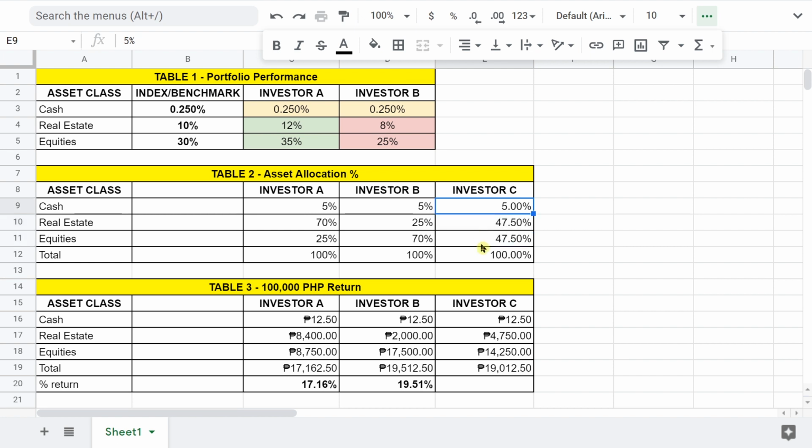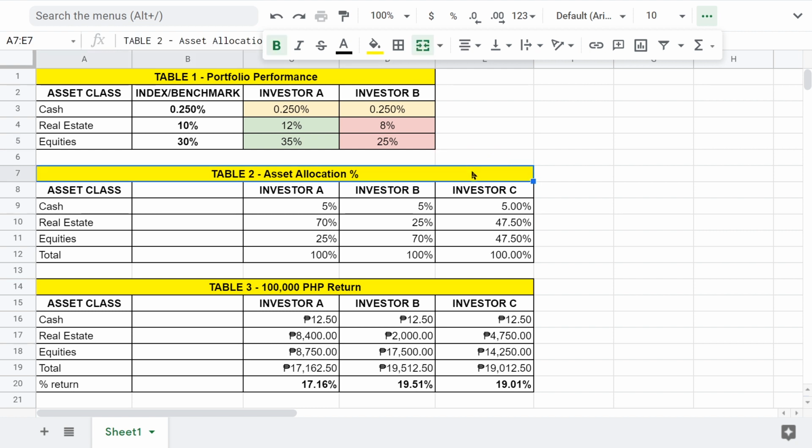Let's find out what happens if we compare investors A and B to investor C. Will investor C be able to beat investor A or B? Or will investor A be able to redeem himself? So as you can see in table 3, the percentage of return of investor A is still lower than investor C, who passively managed his asset allocation between equities and real estate. Investor B still made the highest return among the three, and even if investor B underperformed based on the market index in table 1, this just shows how important asset weighting and allocation is.